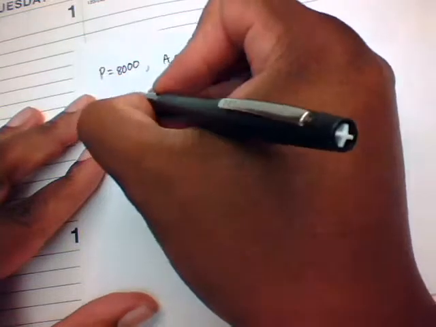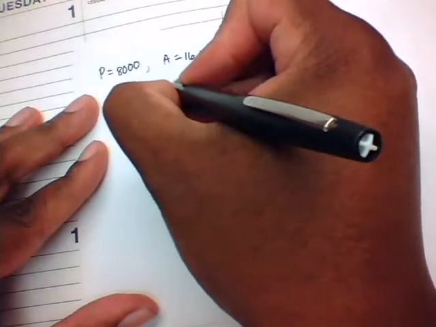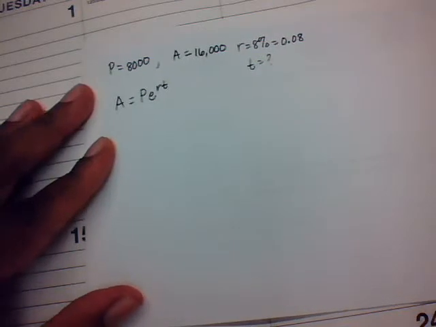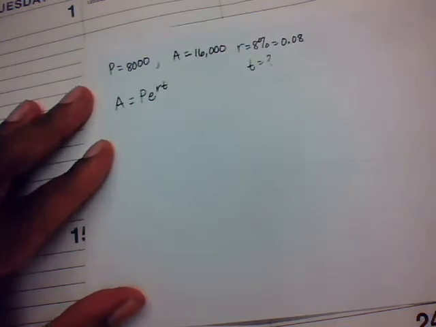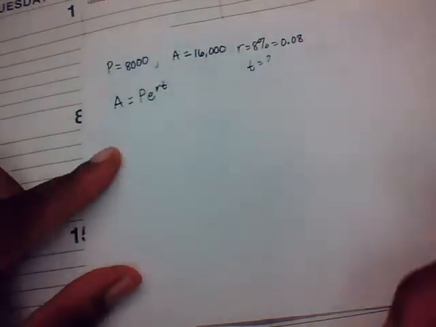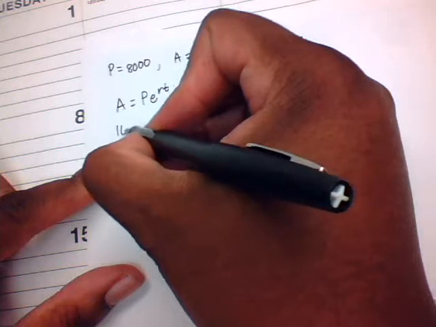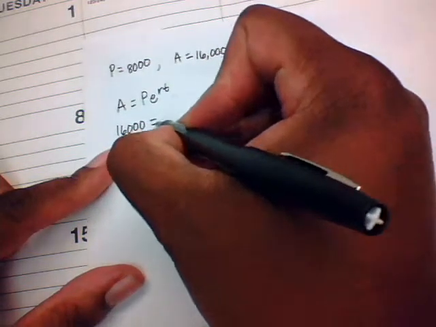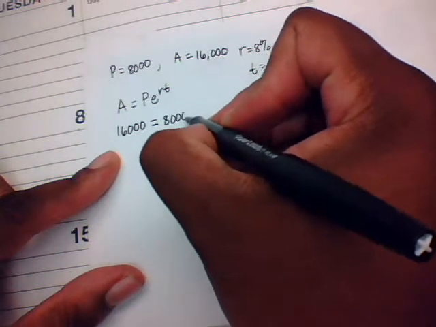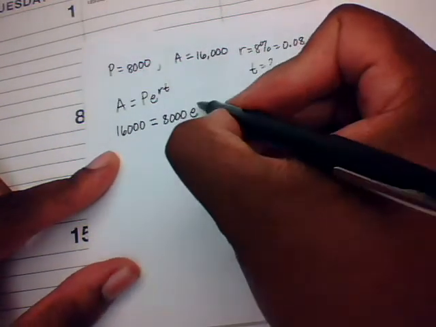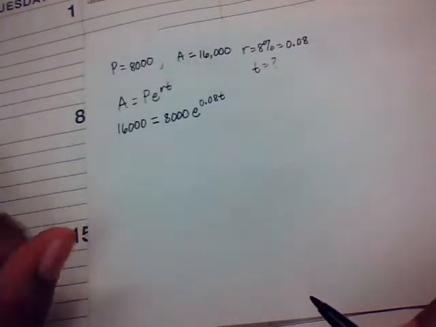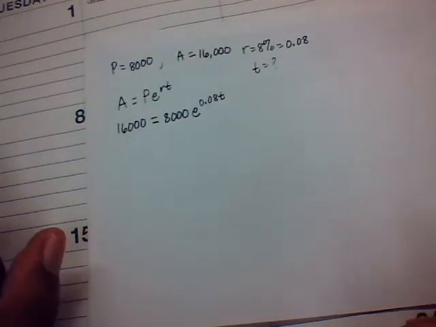A is equal to P times e to the rt. That's the formula we must use. And then we replace those variables with those values. A, the amount we're trying to reach, is 16,000. That's equal to P, which is 8,000, times e to the r, r is 0.08, times t. So that's the equation that we have.